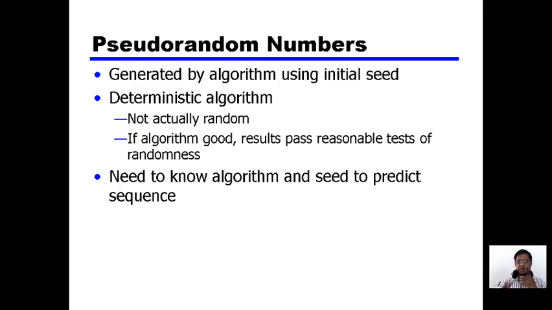So it is a set of instructions, maybe not a specific algorithm, but a set of instructions to solve the problem. The results pass reasonable tests of randomness. You need to know the algorithm and the seed to predict the sequence. Whatever set of instructions is applied at the initial stage, the same random noise is also applied at the ending stage, so the sequence can be predicted.